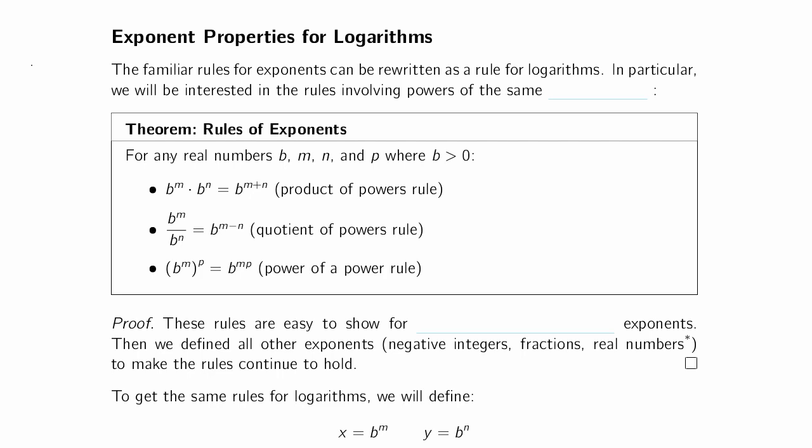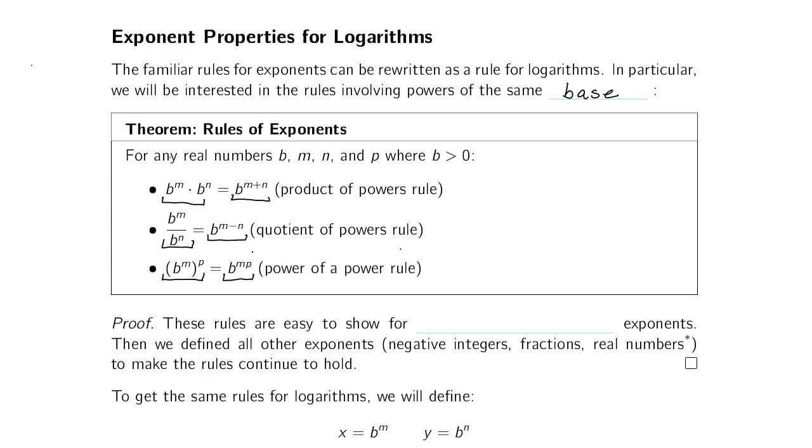And in particular, we're going to be interested in the properties of exponents that involve powers of the same base. And we have three basic rules when we have powers of the same base. If we multiply together two powers of the same base, we add the exponents. If we divide two powers of the same base, we subtract the exponents. And if we take a power of a power, we multiply the exponents.